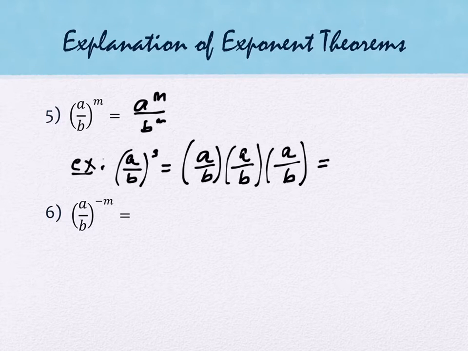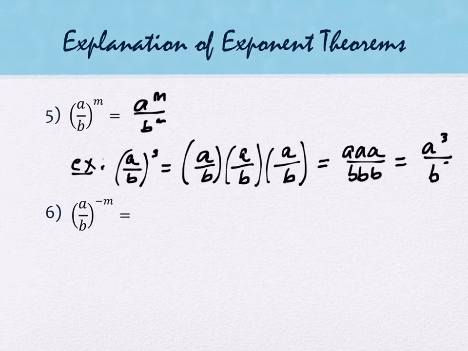But multiplication of fractions says then that I just multiply across the top, I multiply across the bottom. I don't even have to reorganize or restructure or anything. And I see my a cubed over b cubed coming into play. Okay, any questions on that?